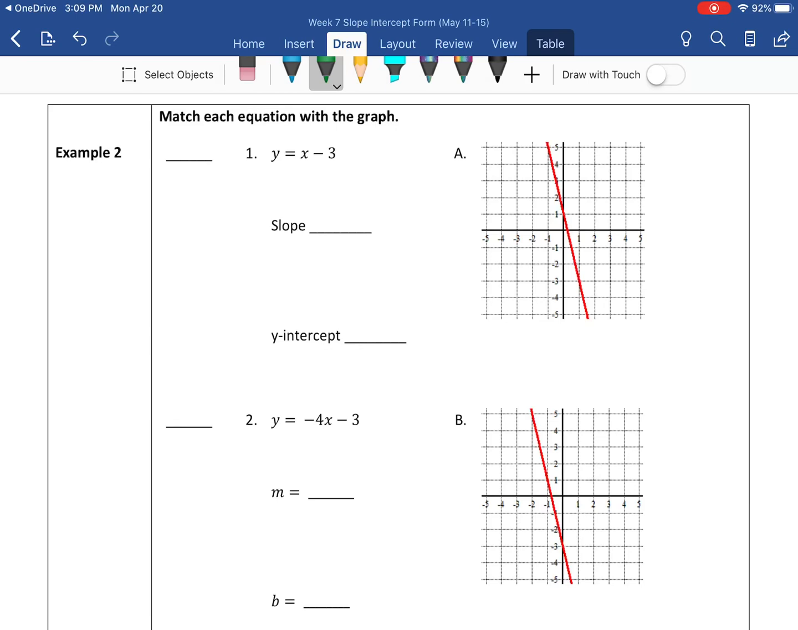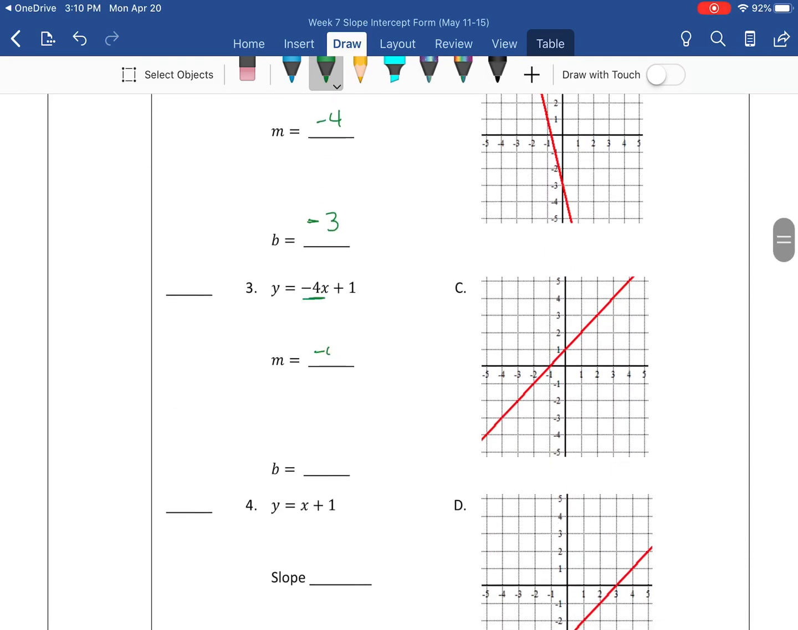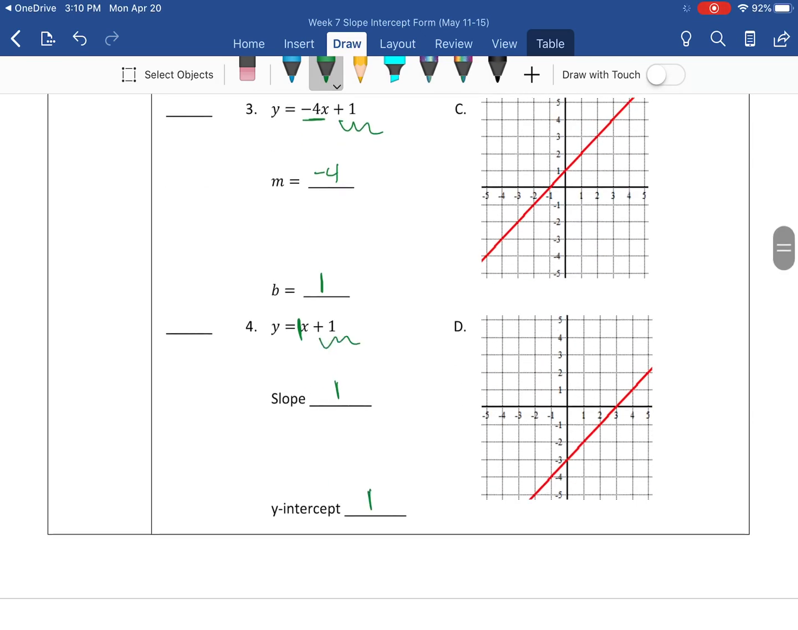So hopefully you paused the video and did these on your own. I'm going to start off and figure out the slope and y-intercept for all of the numbers. For number 1, we have a slope of 1 and a y-intercept of -3. For number 2, we have a slope of -4 and a y-intercept of -3. For number 3, we have a slope of -4 and a y-intercept of +1. And for number 4, we have a slope of 1 and a y-intercept of 1.